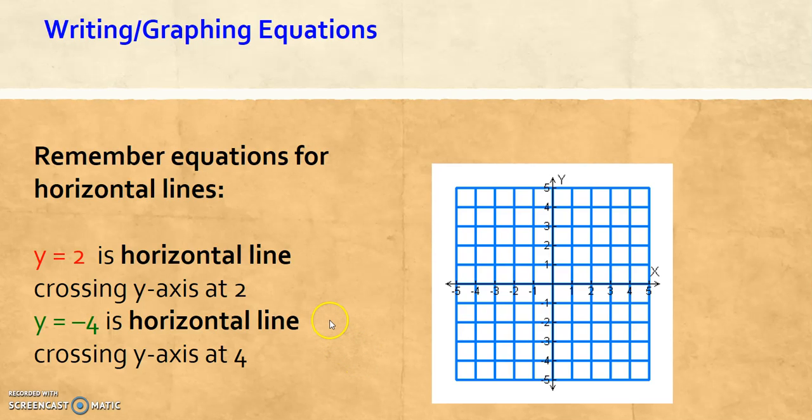Just a review from Algebra 1 on how to write and graph equations. Horizontal lines. Anytime that you see an equation with y equals 2, this means it will only cross the y-axis, so it's going to be a horizontal line that crosses at 2. Y equals -4 is also a horizontal line. The slope is 0, so it's flat, and it's going to cross the y-axis at -4. It's important that we remember how to graph these because we'll be reflecting images across these lines.